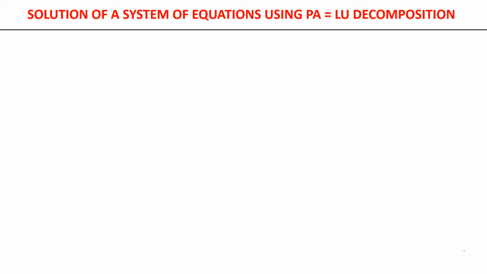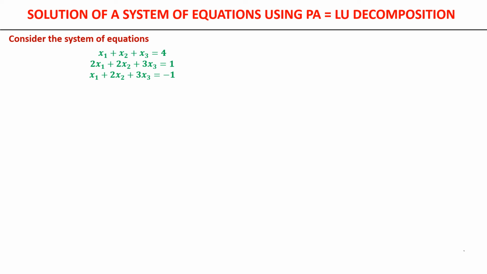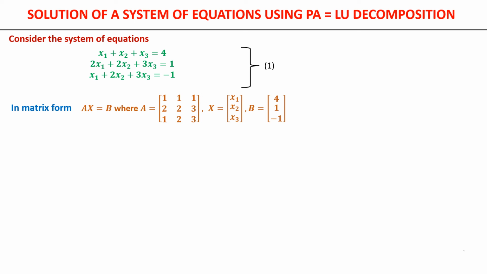Having learned the decomposition technique of PA equal to LU, let us apply it in solving a system of equations. Let's consider a system of 3 equations and 3 unknowns as it is shown here. We first write any given system in a matrix form as AX equal to B, where A represents the coefficient matrix, X represents the vector of unknowns, and B represents the constant matrix as we have seen here. So A is 1, 1, 1, 2, 2, 3, 1, 2, 3. X represents the vector of unknowns, and of course the constants, which is 4, 1, minus 1.